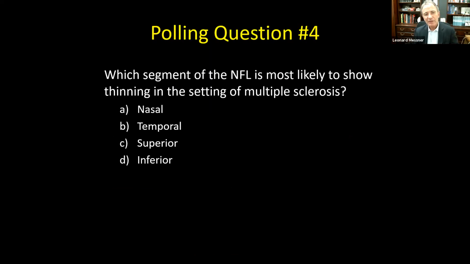So polling question number 4, which segment of the nerve fiber layer is most likely to show thinning in the setting of MS? And your choices are A, nasal, B, temporal, C, superior, D, inferior, E, not sure.